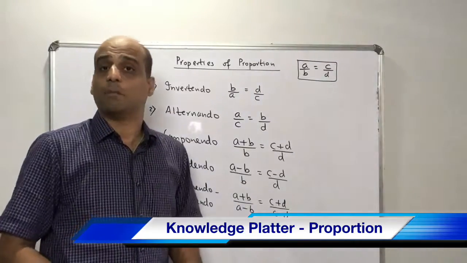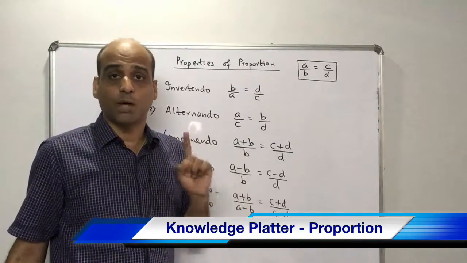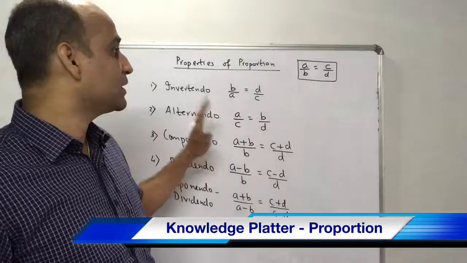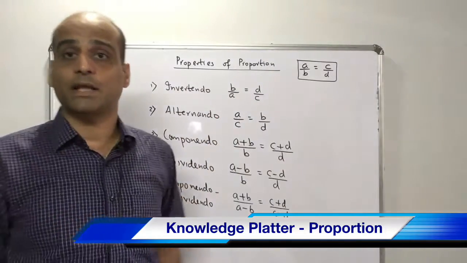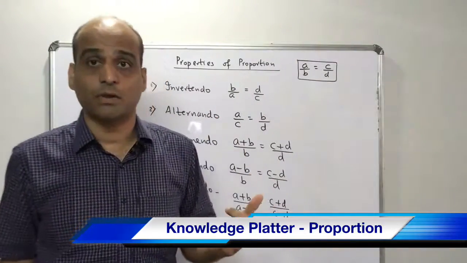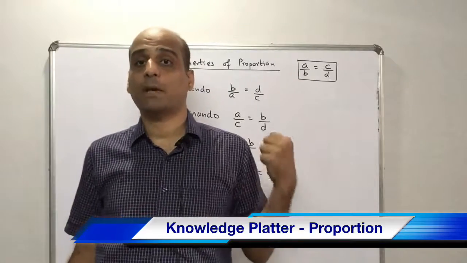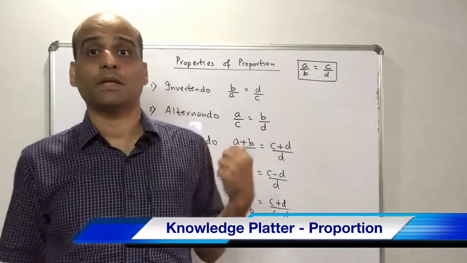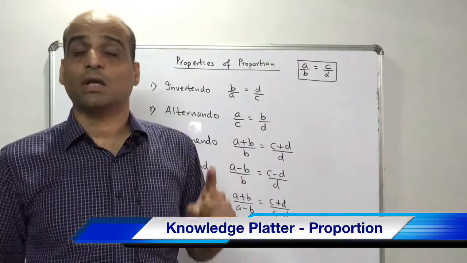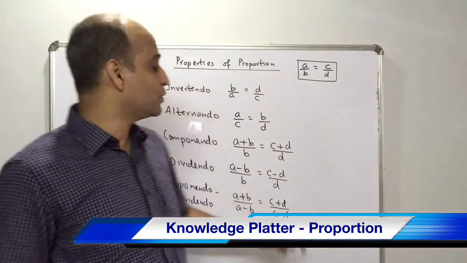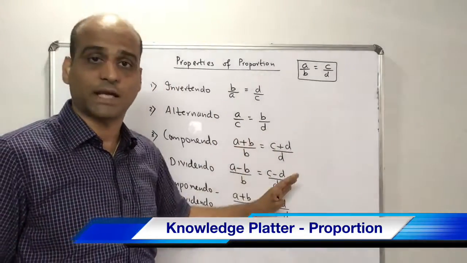Please don't mess up one thing. These are properties of proportion, that is you have to apply them on both sides. Many children, what you people do is you apply them on ratios. You cannot apply these properties on ratios. They are two-sided properties, so you have to apply them on both the sides.